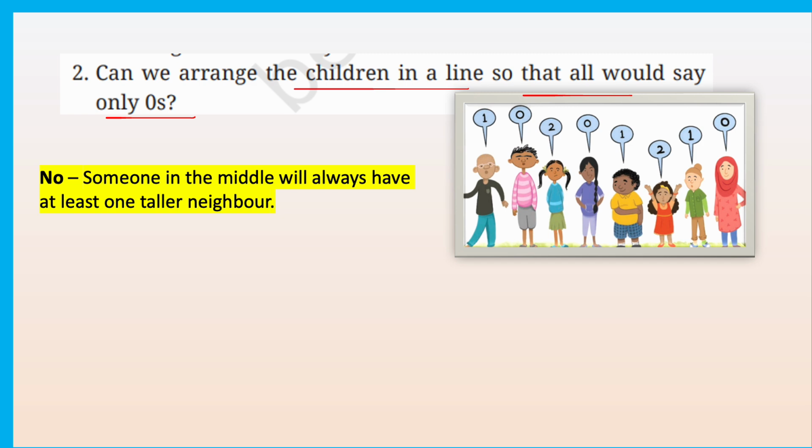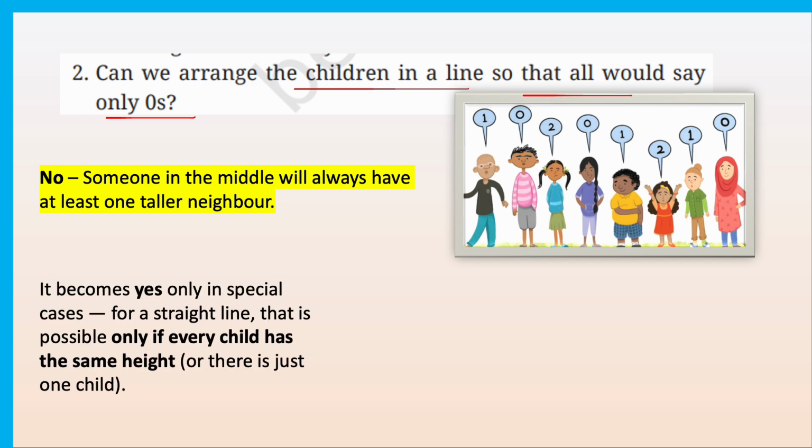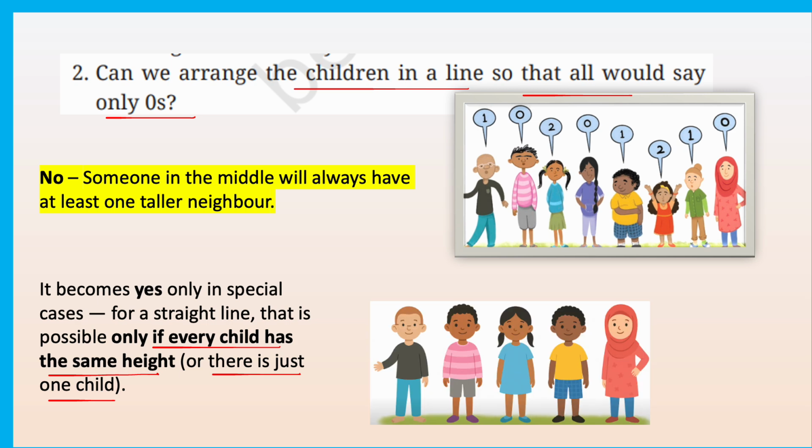According to this picture, the children have different heights. But this arrangement is possible for a straight line only if every child has the same height or there is just one child. See this picture here? All have the same heights.